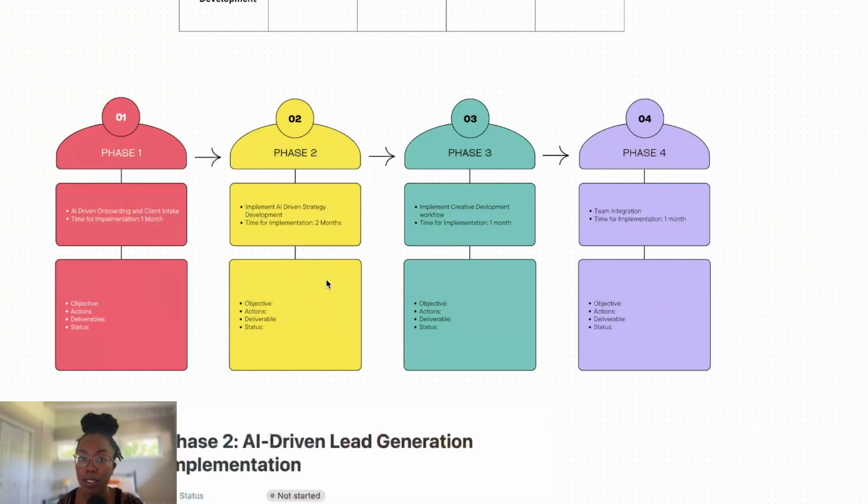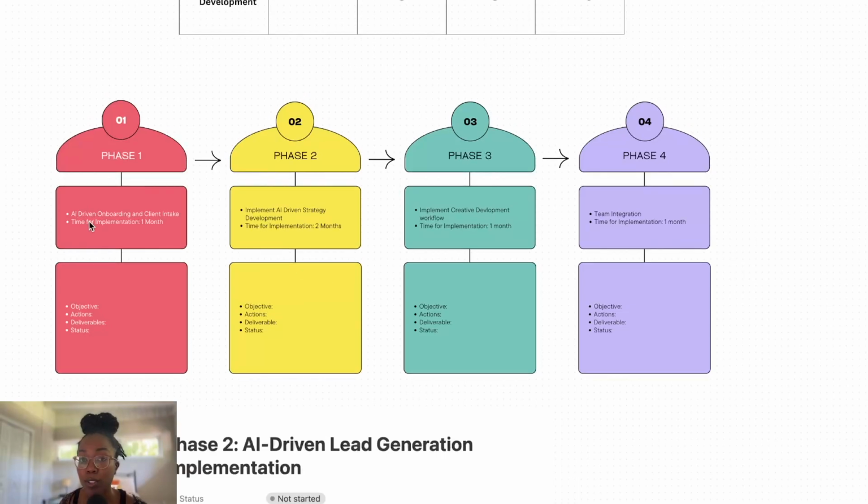I like to do this because it helps me break the project down in a more manageable way. So phase 1, for example, is to create AI-driven onboarding and client intake. How long is this going to take? About a month. And this is where you want to also identify the objective, the action, the deliverable, and the status of what this would look like. You don't have to get that granular, but I think it's great to start collecting data at this point in your implementation because data is key.